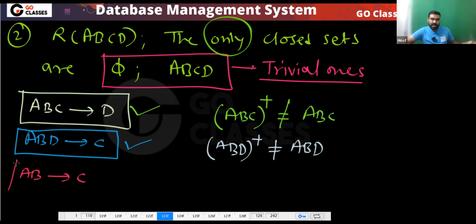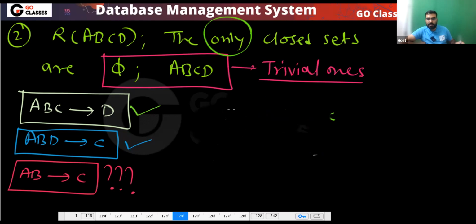Can you guarantee this? Why? Tell me. Do you guarantee that AB, because it is not closed, will determine something new? Are you sure? See, something interesting I'm going to do. This we want to check. Now see what happens.